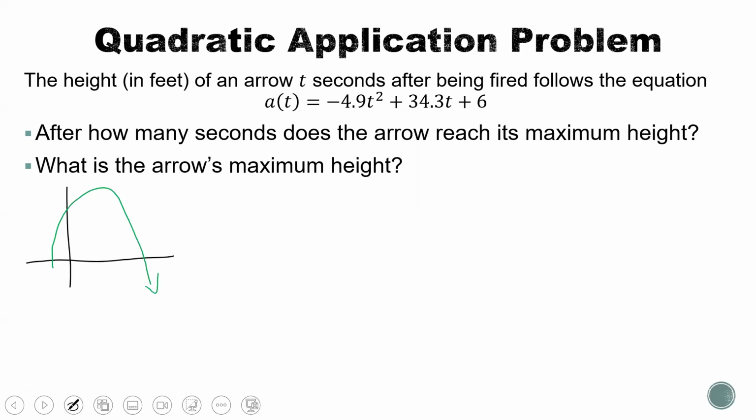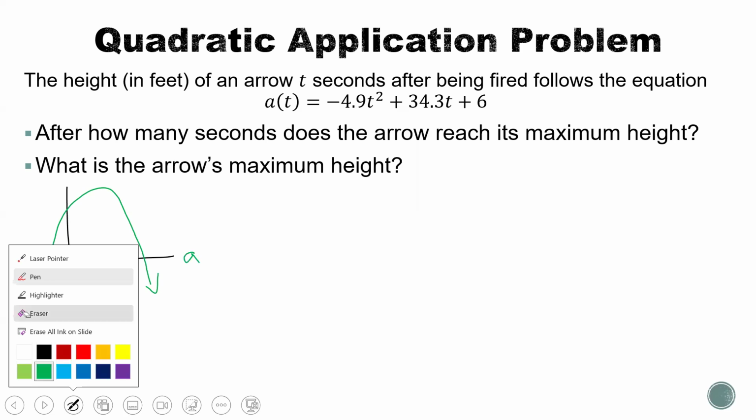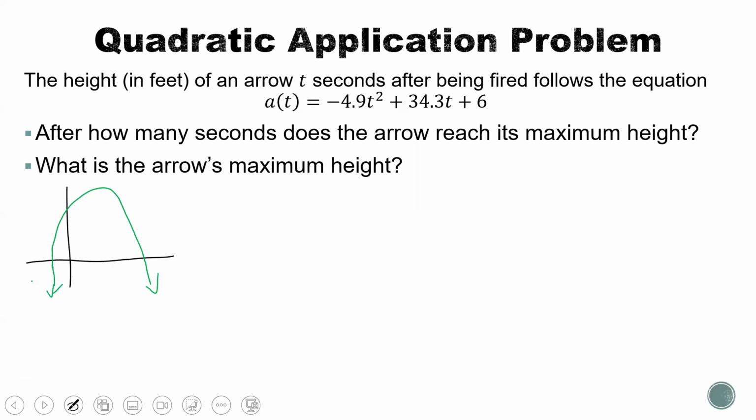I'm going to label our axes. This is T, and this is A. And then we have all of our points: our horizontal intercepts, our vertex, and our vertical intercept. We already used the vertical intercept, so it's probably not going to help us on any of the remaining problems, but I'll label it just in case. We want to decide which of these points will help us find when the arrow reaches its maximum height and what that height is.